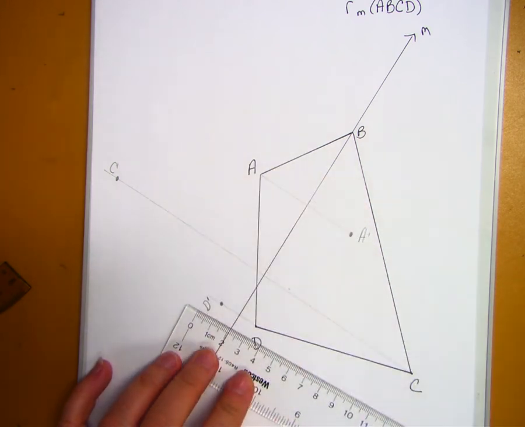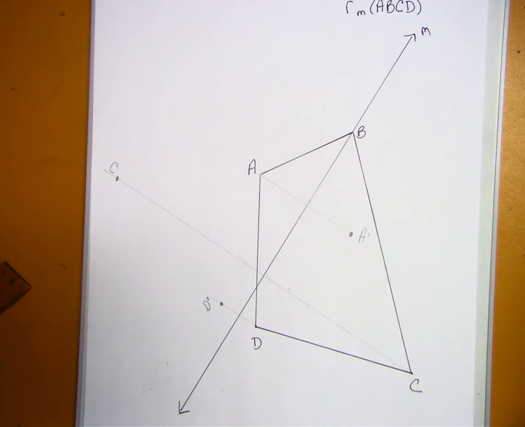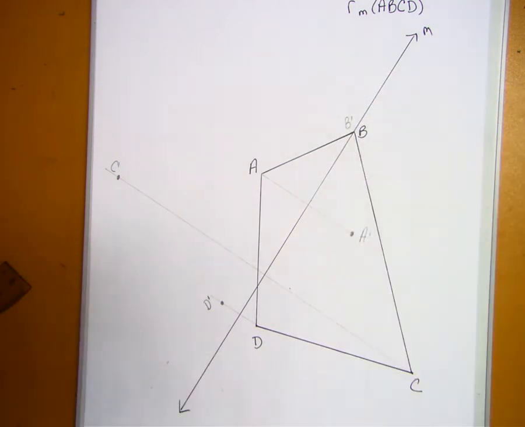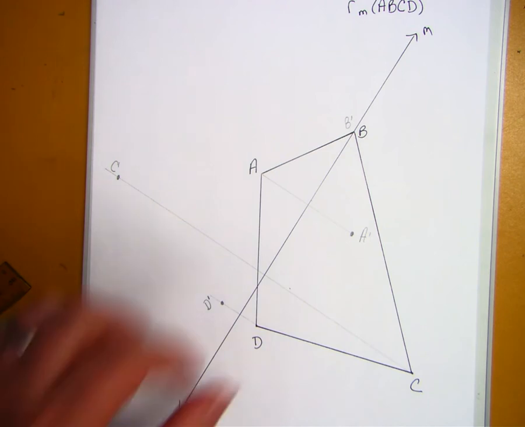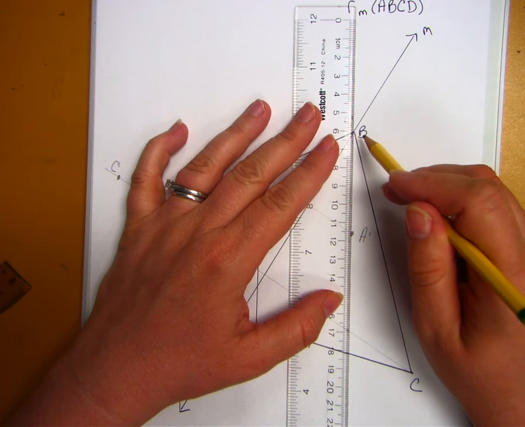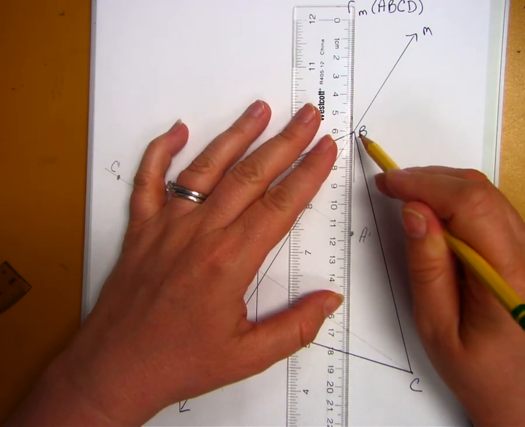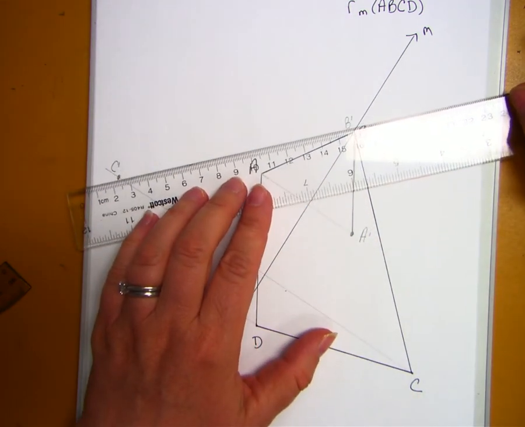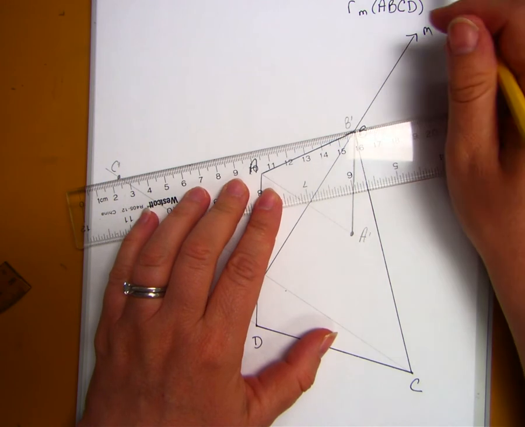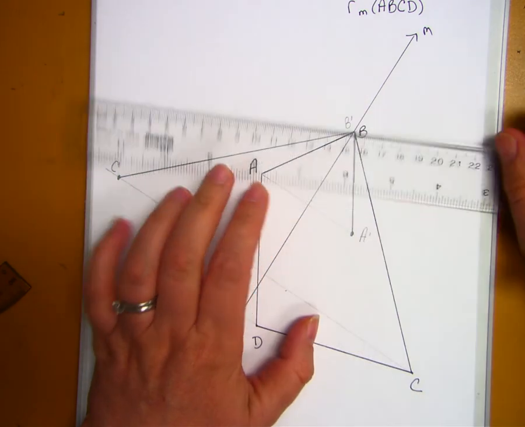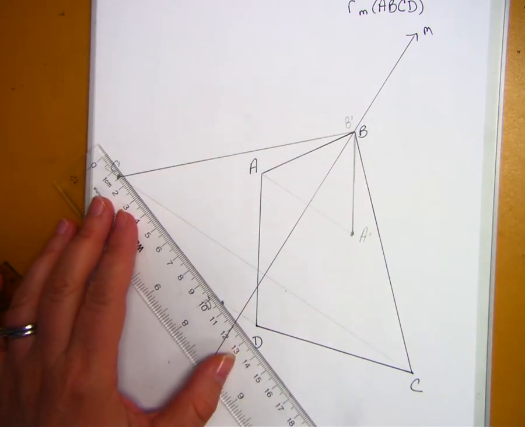D prime is right there. My final step is to connect A prime, B and B prime. I'll put B prime here, even though we didn't move it, then C prime, D prime. So I'm going to connect my image points. I end up with a quadrilateral. And that quadrilateral should look like my original quadrilateral flipped over that line.